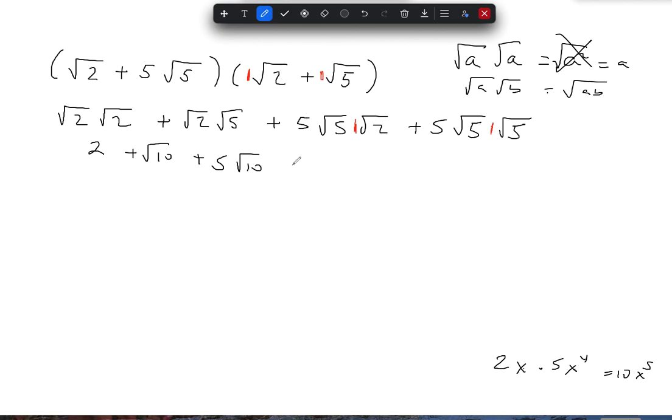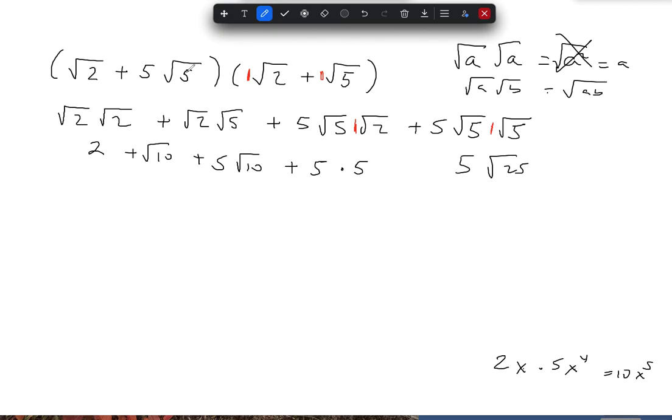And then on this last spot, we got the same idea, so that would be 5 times 1, and then root 5 times root 5 is plain 5. And again, that would look like a root 25. Square root 25 makes 5.